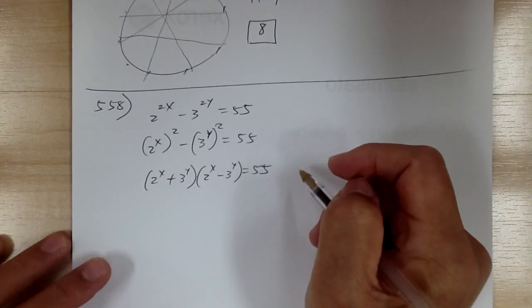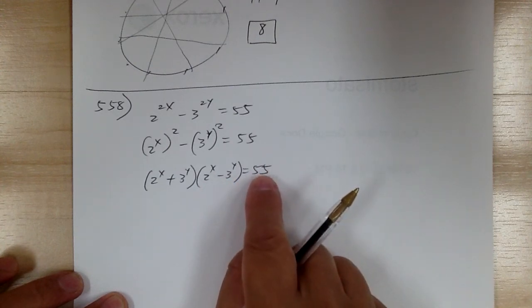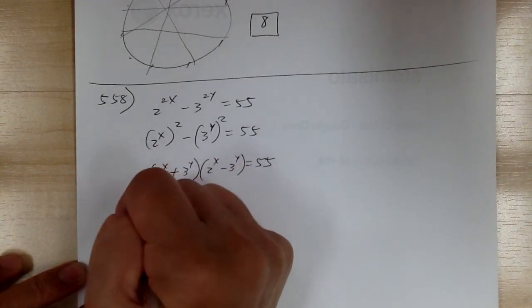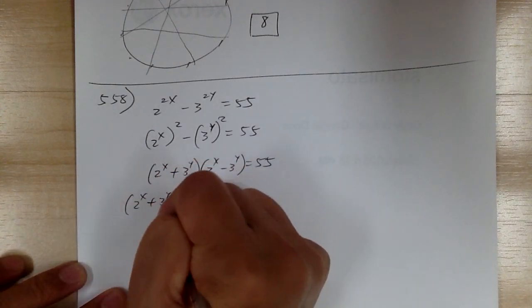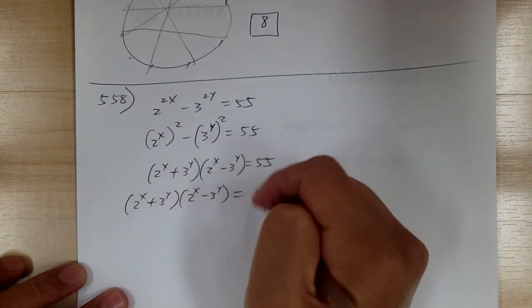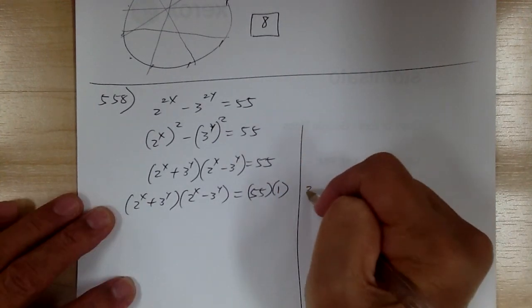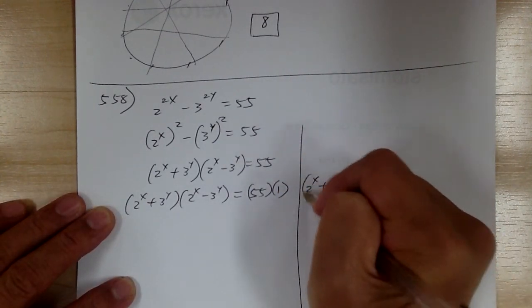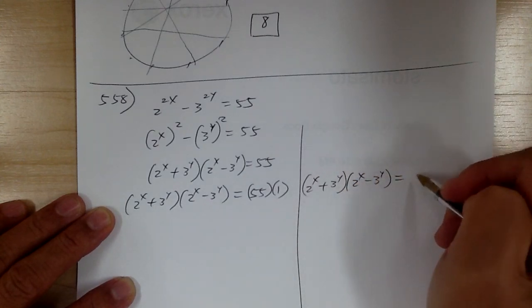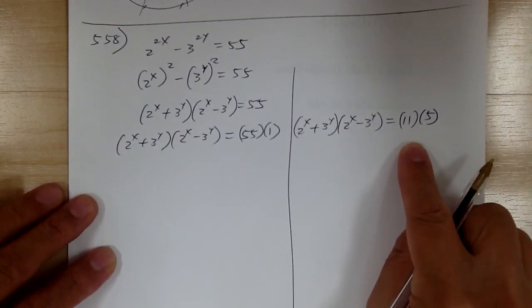Okay. And then from here you can go and also break these things up. Now notice the plus is in the front, so I'm going to write it this way. Since this is plus, it has to be a bigger number, so it will be 55 times 1. Okay, or another possibility, we equal to 11 and 5. Okay, so these are 2 possible combinations.